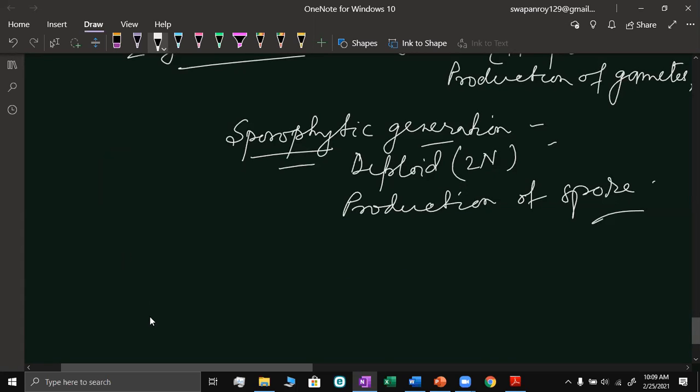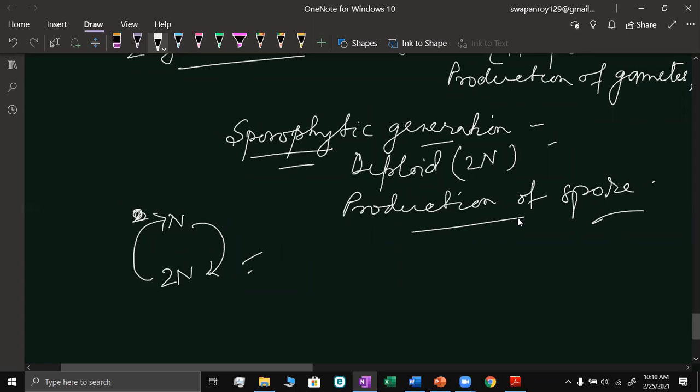these two generations come alternately, one after another. The sporophyte and the gametophyte generation keep on coming alternately. Gametophytic generation, that is n, and then it becomes 2n. N to 2n, n to 2n. This way it cycles in the life. So this is known as alternation of generation.